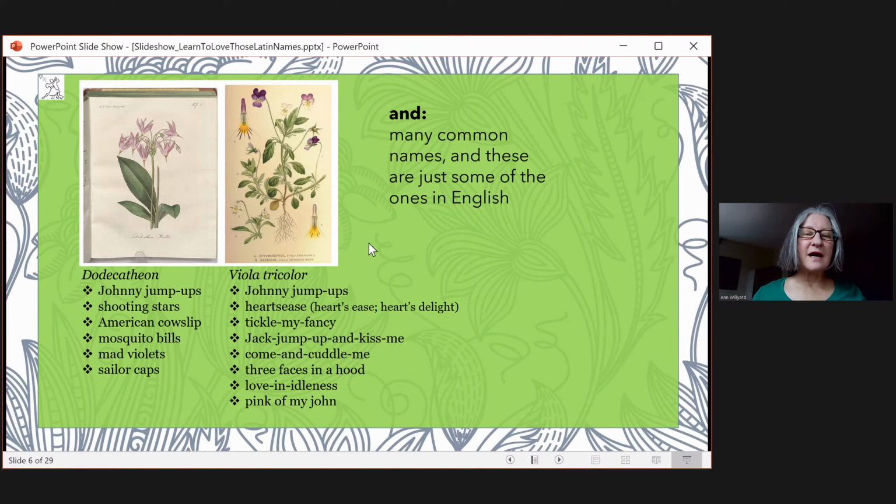In England, other names for the violas are Heart's Ease, either spelled with punctuation or Heart's Delight, Tickle My Fancy, I Like Jack, Jump Up and Kiss Me, it's a little bit longer, Come and Cuddle Me, Three Faces in a Hood, Love and Idleness, or Pink of My John. So many different common names and many names used for the same species.